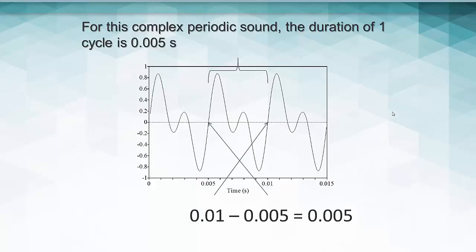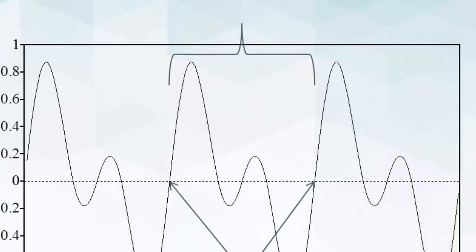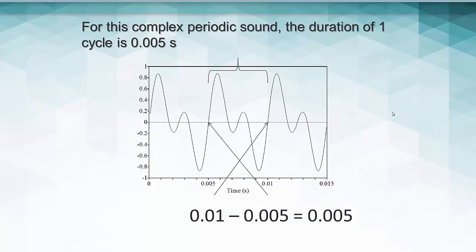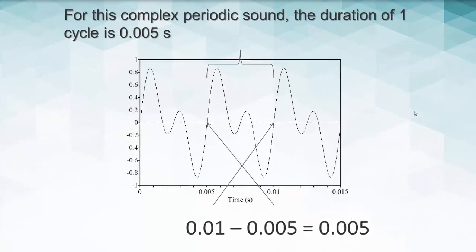Here's an example of a duration measurement from a waveform for a complex periodic sound. In this example, the duration of one cycle of the sound is being measured. As indicated by the brackets and arrows, we first find the beginning and end of a cycle. You can make this measurement in many ways. In this case, I chose points where the pressure was 0. The point on the left at 0.005 seconds is where the cycle begins at a pressure of 0.